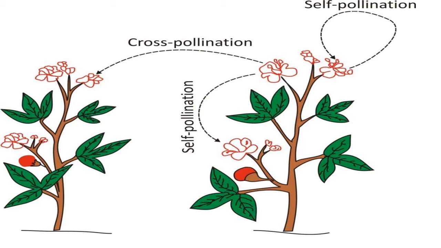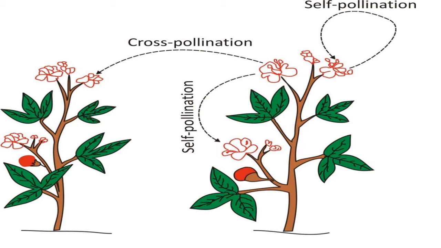In another type of self-pollination, the pollen grains from the anther of the flower are transferred to the stigma of another flower, but the plant is the same. So this is self-pollination. And when the pollen grains are transferred to the stigma of another flower and the plant is also different, but the species is the same, this is called cross-pollination.